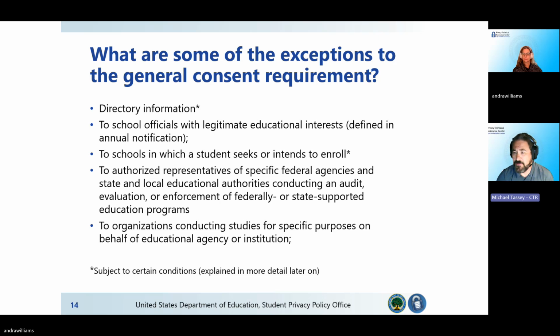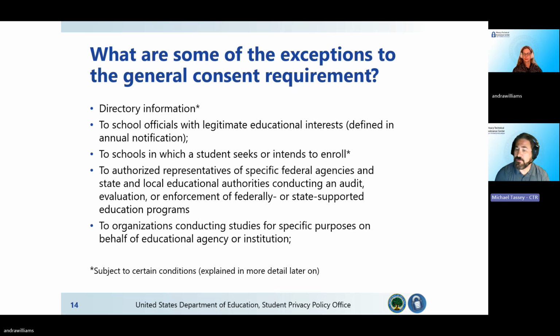Some of the other exceptions apply to school officials with legitimate educational interest, as defined in your annual notification. If you have an annual notification, and you should, it should identify who you consider to be school officials. Some schools choose to get very finite about that. Other schools are a little more broad in that they may lump school officials into specific categories. But needless to say, you should have a notification to parents so that they know who school officials are and what you consider a school official to be.